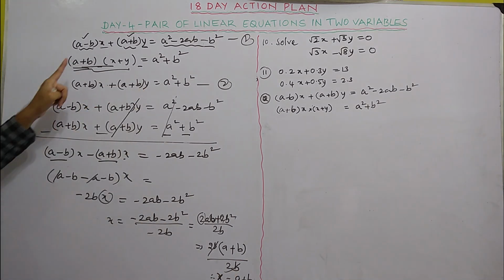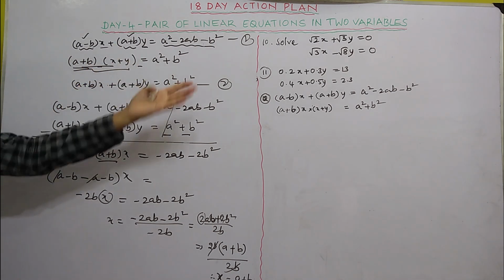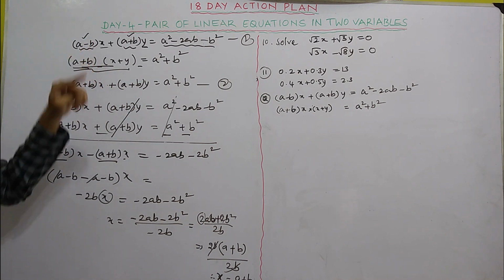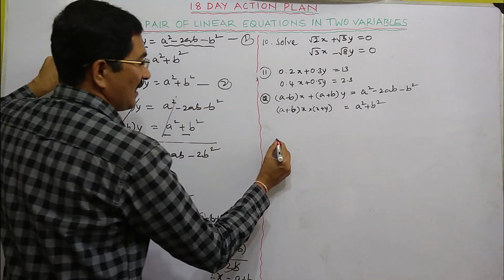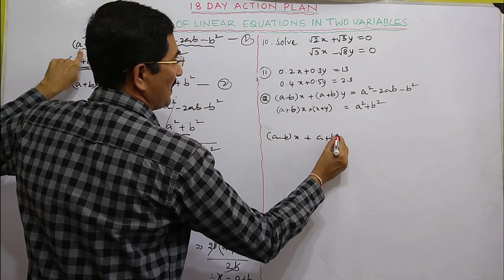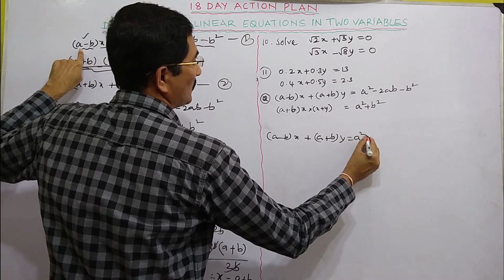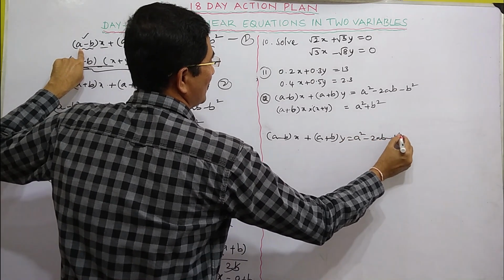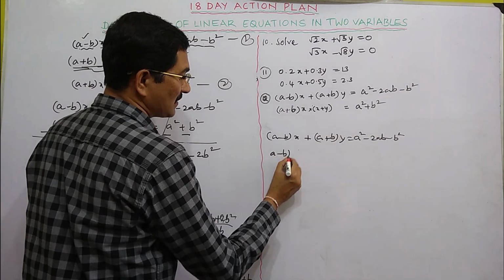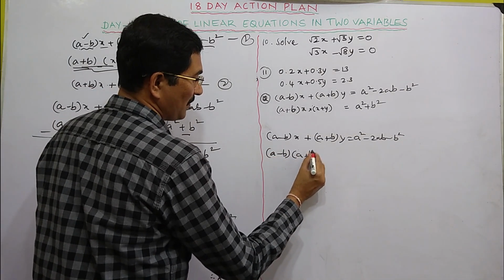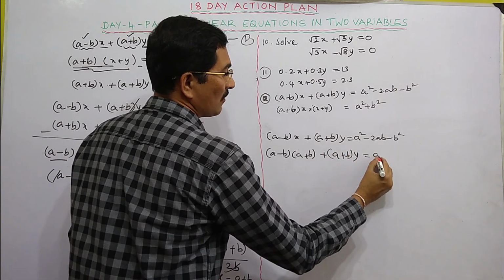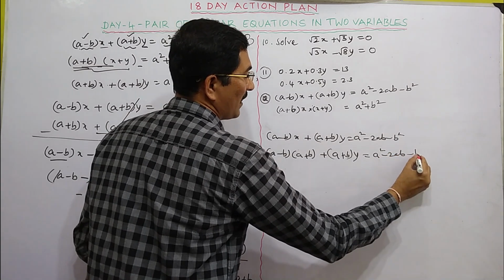Now if x is equal to a + b, you can also solve the value of y. Let us see. Substitute it here or anywhere, it's easier. So substituting x = a + b in the first one, we'll see what happens. So this is (a − b) x + (a + b) y = a² − 2ab − b². Now from this, x is equal to a + b, so this becomes (a − b)(a + b) + (a + b) y = a² − 2ab − b².